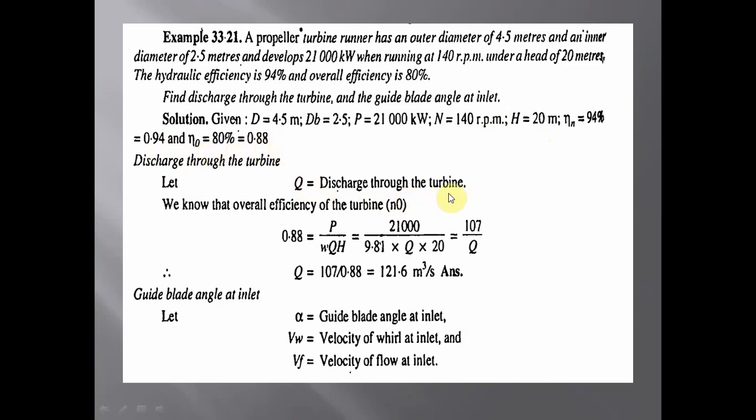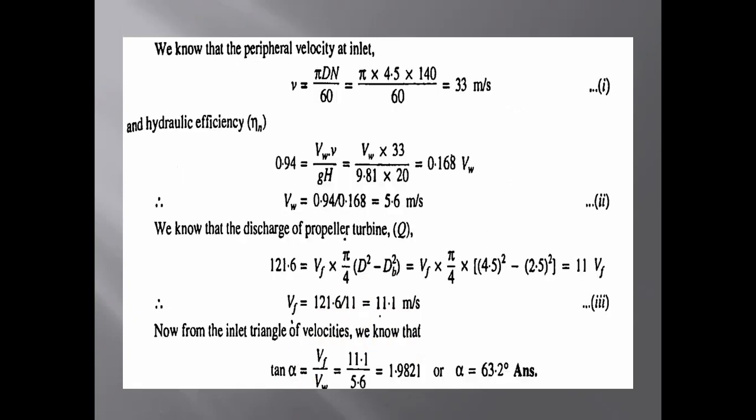Discharge through the turbine Q: we also know that the overall efficiency of the turbine is 0.8, which is P divided by W into Q into H, that is 21,000 by 9.8 into Q into 20, that is 107 by Q. So Q equal to 107 divided by 0.8, and that is 121.6 meters cube per second. Alpha is the guide blade angle at inlet, Vw is the velocity of whirl at inlet, and Vf is the velocity of flow at the inlet. We also know that the peripheral velocity at inlet V equal to pi D N upon 60, that is pi into 4.5 into 140 divided by 60, that is 33 meters per second.